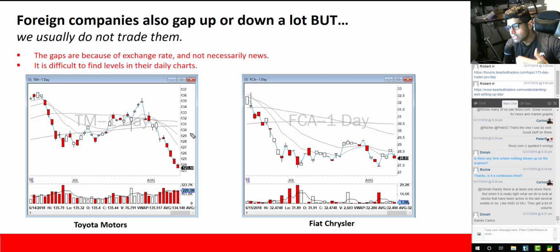Why? Because the USD Japanese yen exchange rate is changing overnight, and the stock is being traded both in Japan and in the US. So when the Japan market is open, it affects the value of the company when the market in the US is closed. So that's why you always see these gapping up and down, and it's very hard to find any level on these. And usually the companies who are not really traded in the US don't have a lot of range. So we would stay away from these kind of stocks.